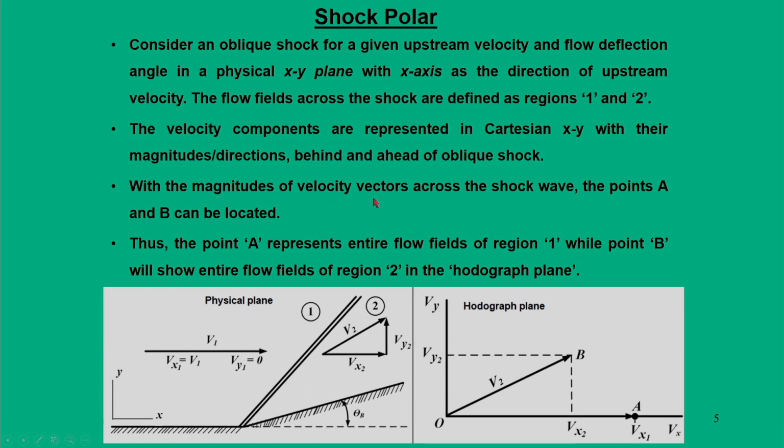With the magnitude of velocity vectors across the shock wave, the points A and B can be located. Basically, point A is the entire flow field's property value, in particular for region 1, while point B refers to the entire flow field for region 2. Here, A and B are only a representation in the form of velocities.